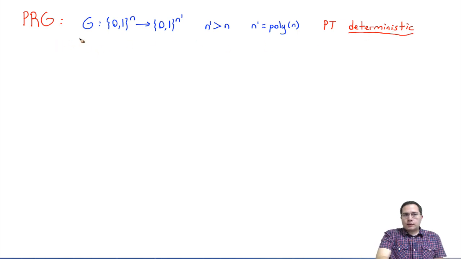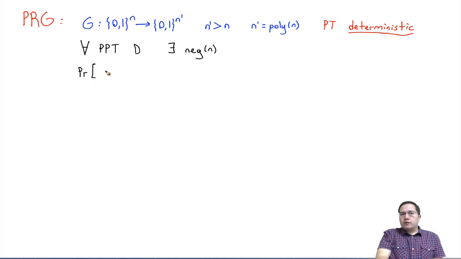The security definition for a PRG is as follows. As usual, for all probabilistic polynomial time adversaries or distinguishers, let me call it D, there must exist a negligible function, let's say neg n, in terms of the security parameter n, such that, now what's the probabilistic experiment? In the first experiment, we will pick a random seed S from the domain of G, so from n-bit values. And then we will compute R, which is G of S. So we run G on this random seed S. It will give us back some value R.